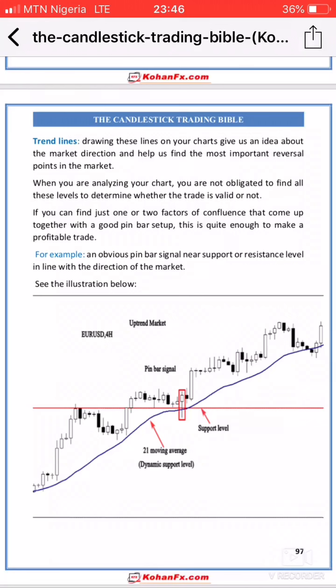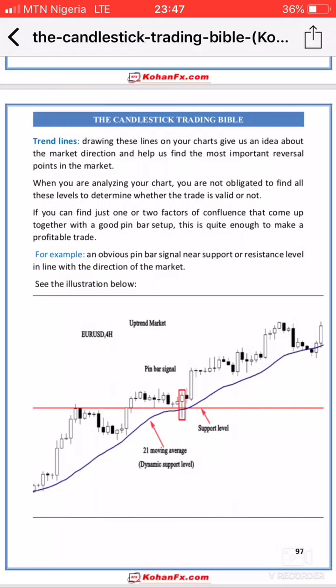Trend lines. Drawing these lines on your chart gives us an idea about the market direction and helps us find the most important reversal points in the market. When you are analyzing your chart, you are not obligated to find all these levels to determine whether the trade is valid or not. If you find just one or two factors of confluence that come up together with a good pin bar setup, this is quite enough to make a profitable trade.